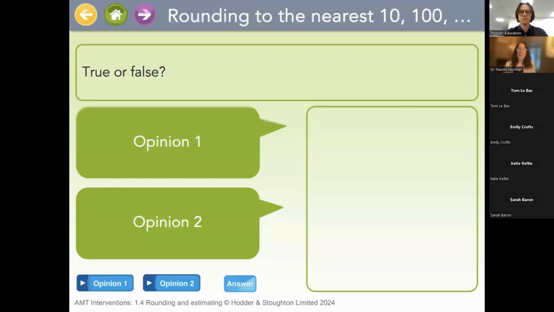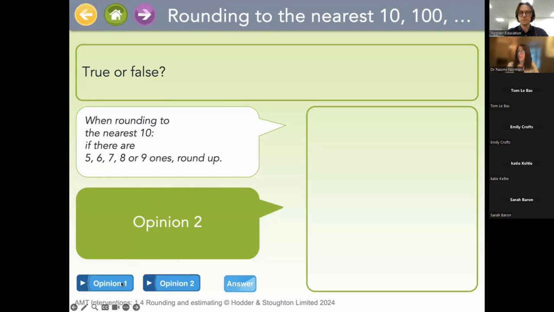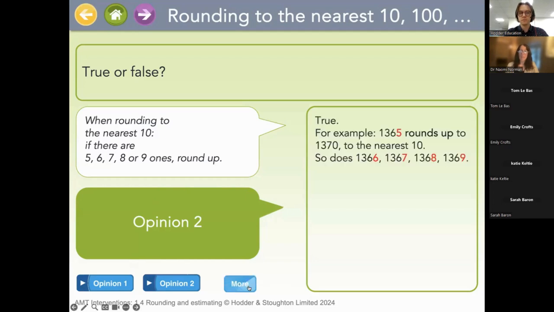And now here's another example of a slide that Tom showed you to embed understanding even further. Students are encouraged to use the language of the concept for themselves by vocalizing their opinions. So on this slide, students are given an explanation of rounding to the nearest 10 that they may well have met before. That simply tells them to consider the digits of a number. And then once they've discussed it, they can check their answer, whether it's true or false, by clicking answer.